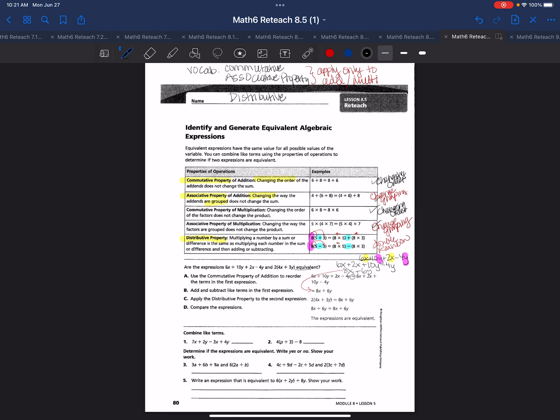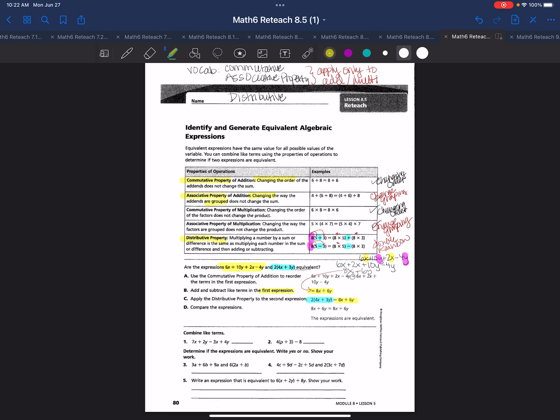And then we are going to set them equal. So we've got this here, I've added and subtracted like terms in the first expression. So this is my first expression. And then I'm going to set it equal to my second expression. So my second expression is here. So now I'm setting those equal to each other.